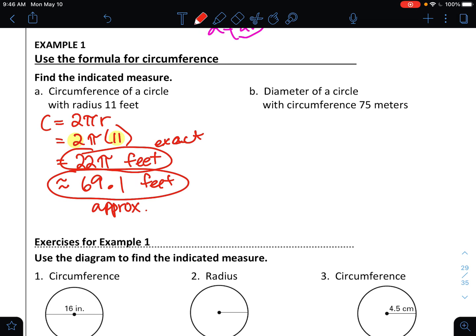Pi is an irrational number. It doesn't stop, it doesn't repeat. So if I want the exact answer, 22 pi is what I would write. If it tells me to round to the nearest tenth or something like that, I would use the decimal. Okay, go ahead and do letter B. Will you do both exact and approximate? And then come back to the video when you are finished.